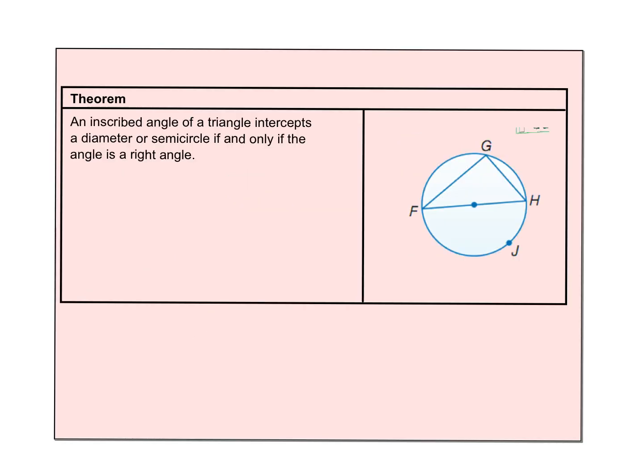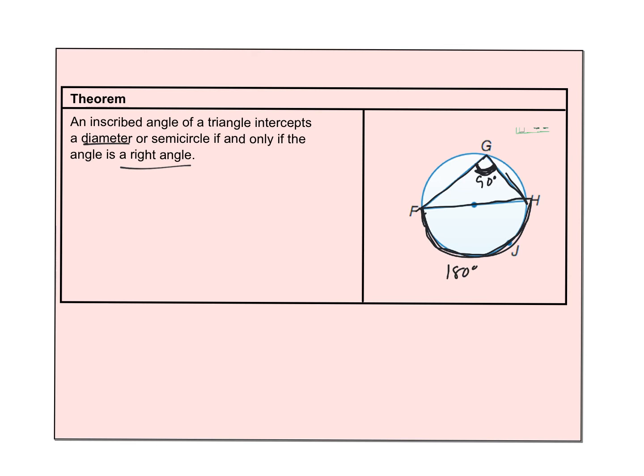Okay, so now expand this idea a little bit. If I've got a triangle inside of a circle, it's completely inscribed. So now if you look, angle G here intercepts the whole semicircle. A semicircle is 180 degrees, which means that's going to be 90 degrees. So it cuts at the diameter, which makes it a right angle.